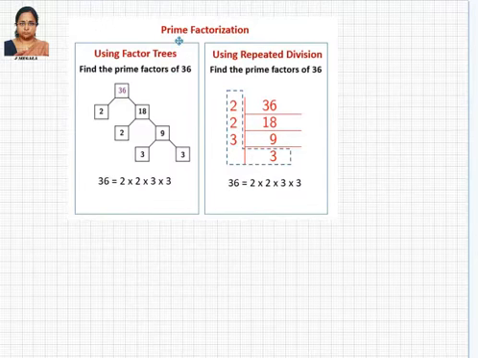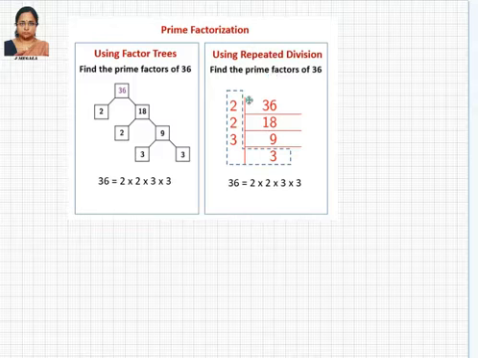Prime factorization can be done in 2 different ways. One is using factor trees, and the other is repeated division. A factor tree just keeps branching separately. Like 36, you have 2 in that, so remove that 2, the remaining is 18. Again remove 2 from this, again 9, then remove 3 from this, another 3. Whatever you have in the form of prime numbers, combine them together and write it.